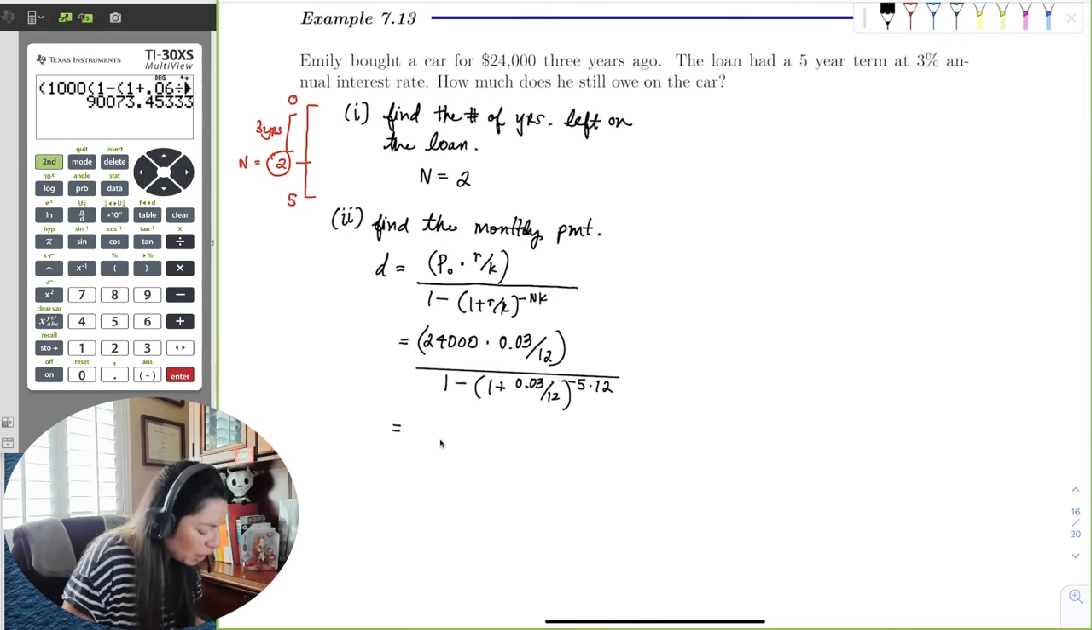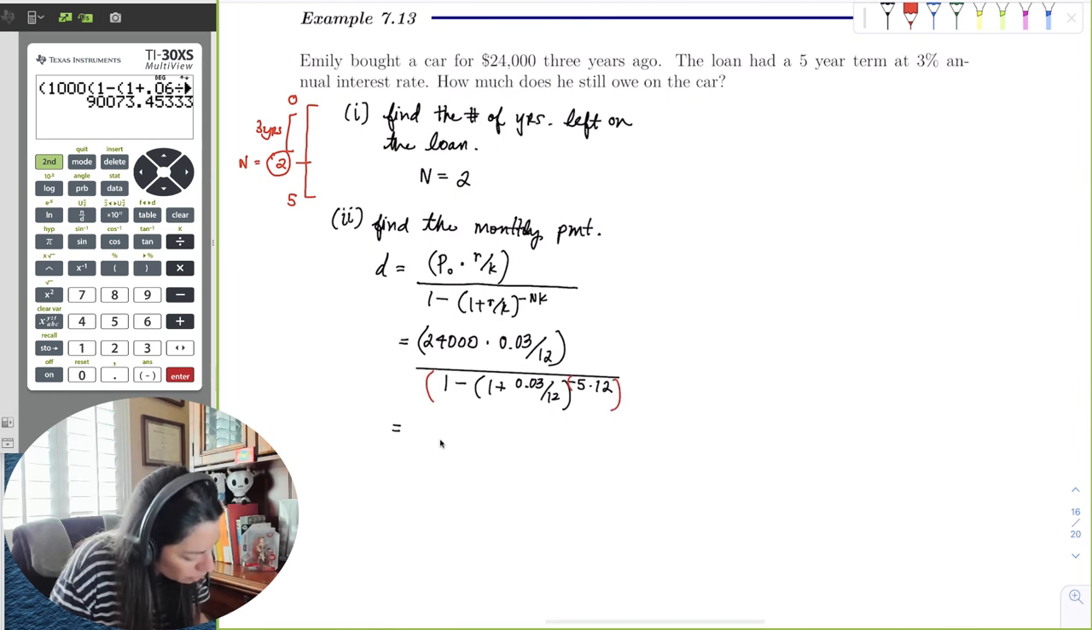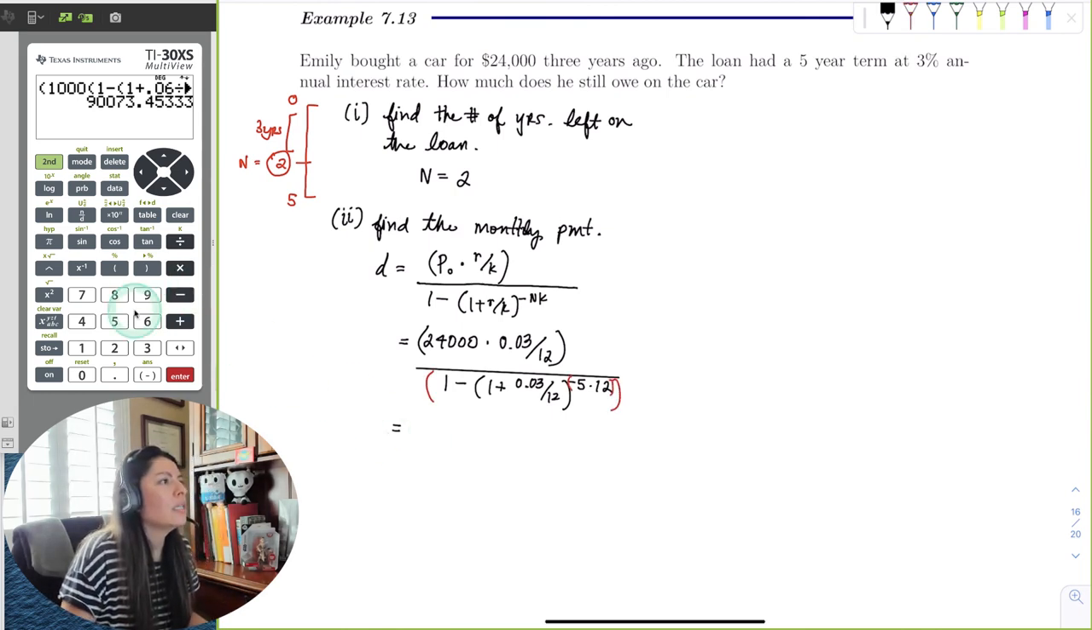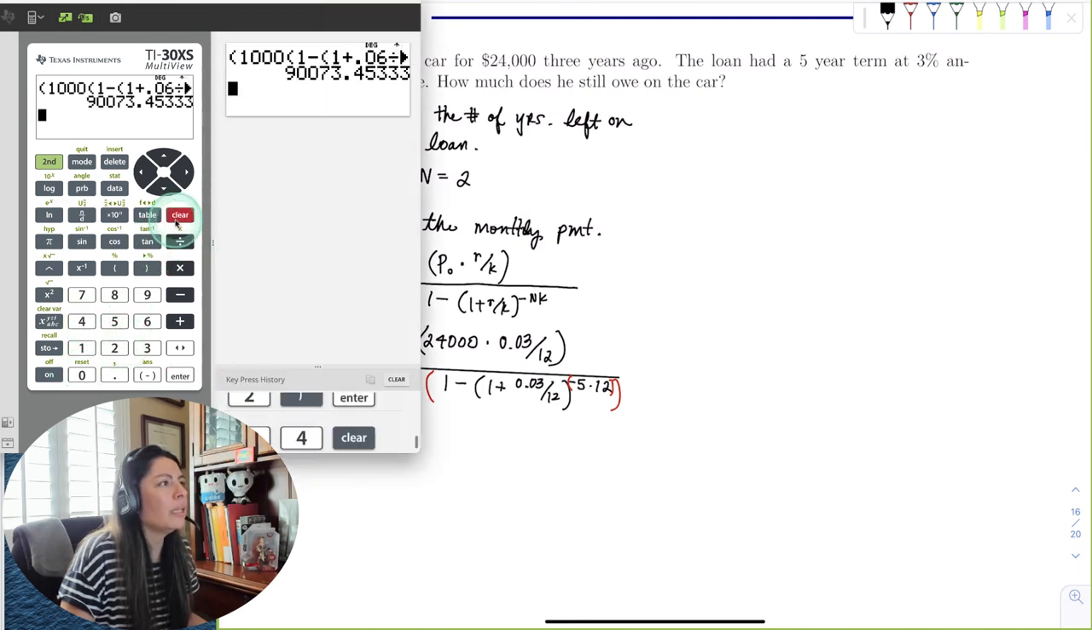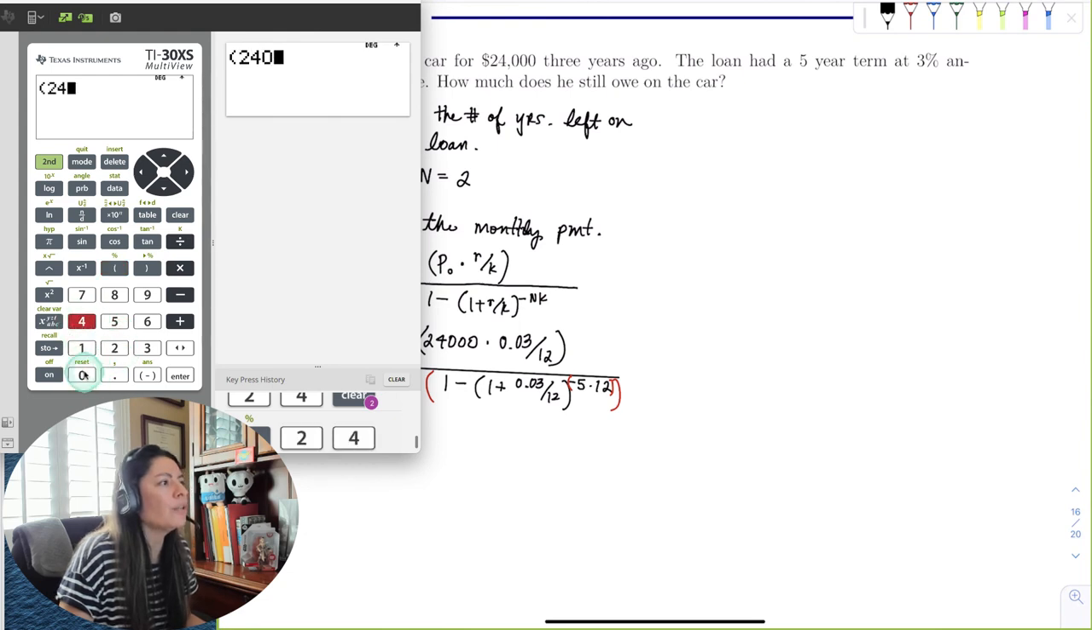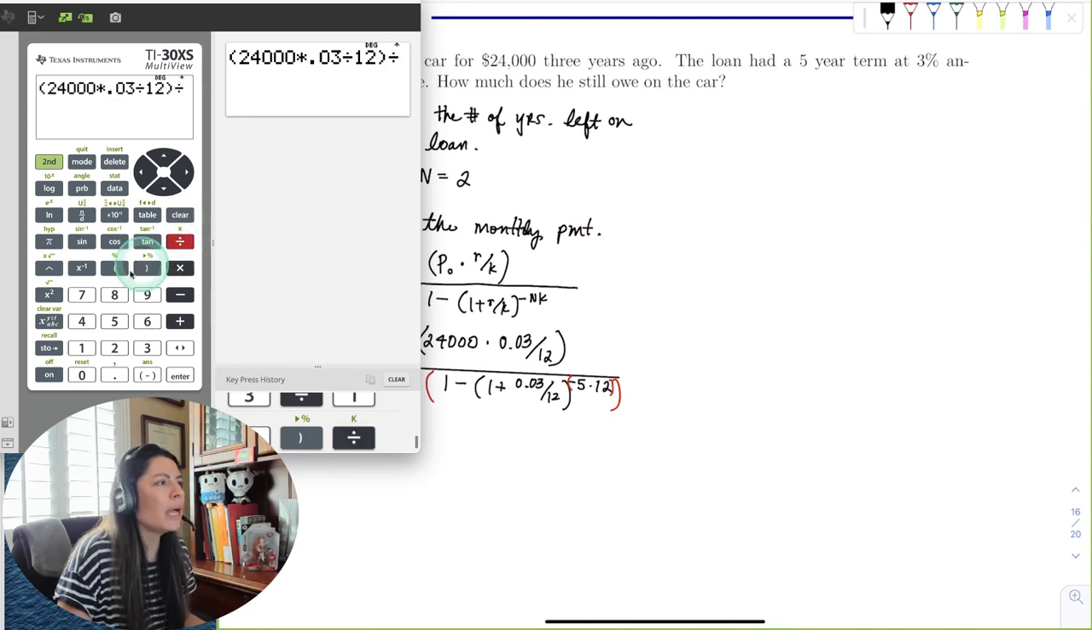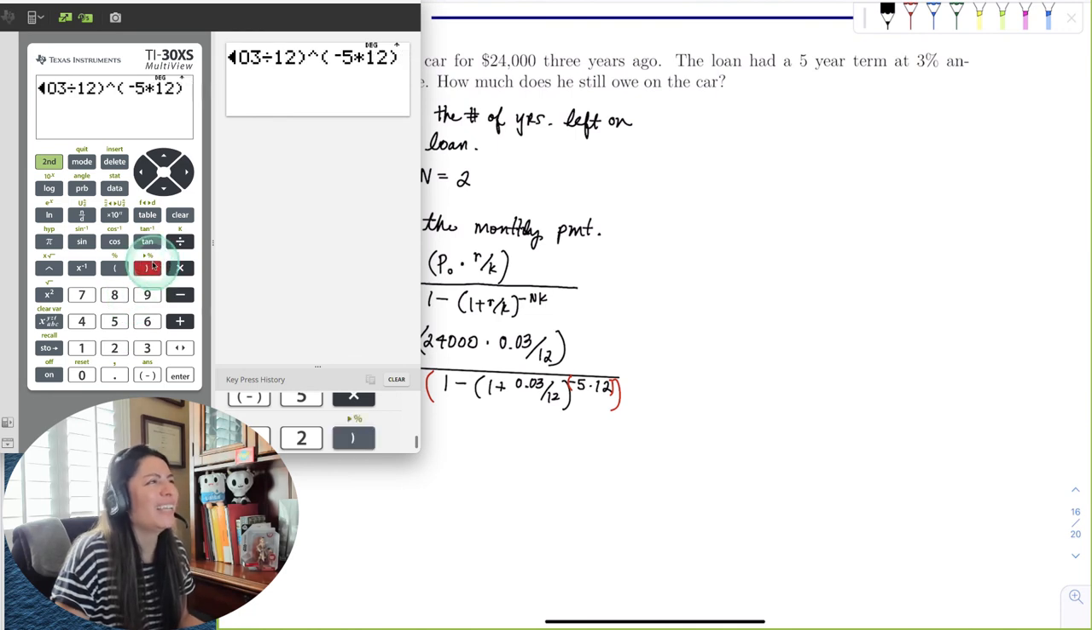So let's put it in the calculator. I'll add parentheses around the denominator and then the exponent. So we'll get 24,000. Let me clear it and put parentheses for the numerator: 24,000 times R over K, so 0.03 divided by 12, divided by parentheses 1 minus parentheses 1 plus 0.03 divided by 12, exponent parentheses negative 5 times 12. You can put 60 if you did that in your head, it's fine. Then close the exponent and close the denominator.